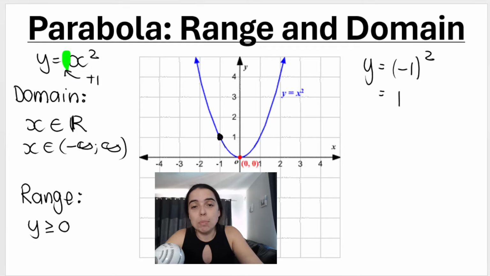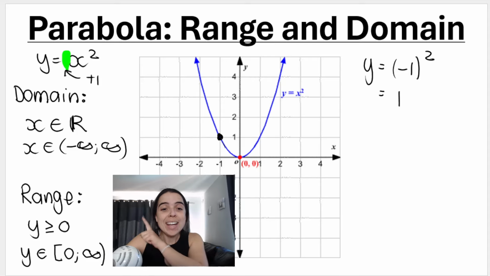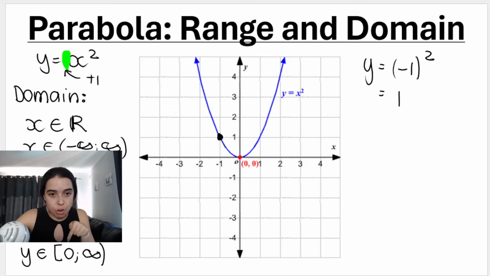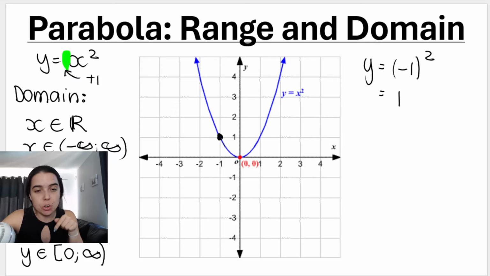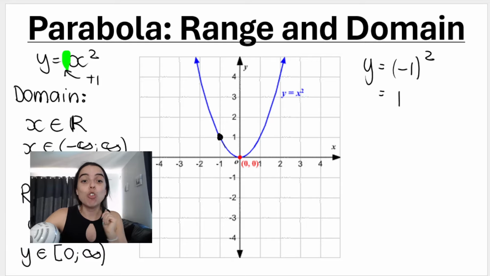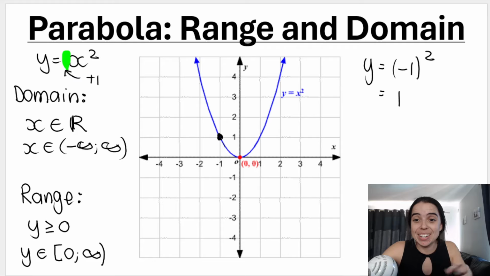Another way to write it would be like this. y is an element of, and here this is interval notation, from 0, but including 0. Note how I'm using the square brackets for including, because it includes 0, to positive infinity, round brackets when you're dealing with infinity.